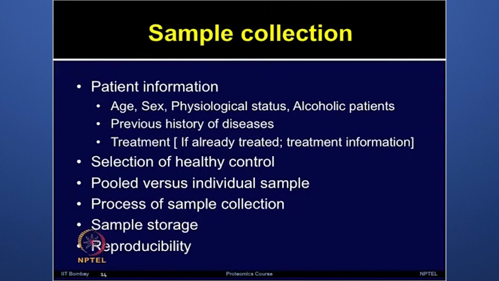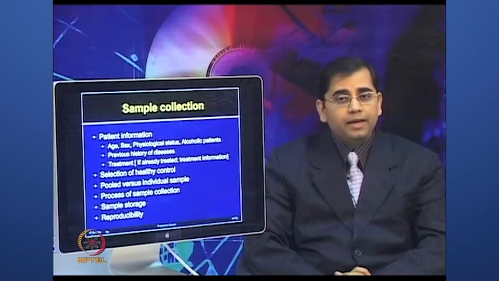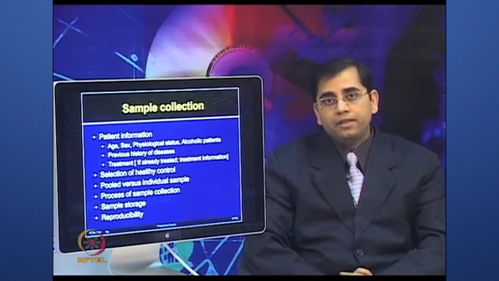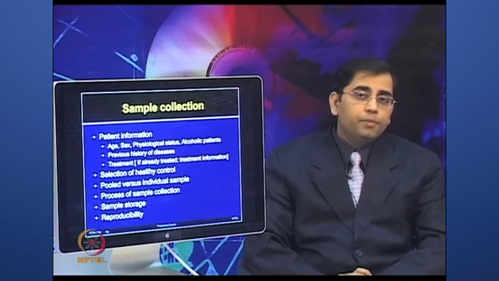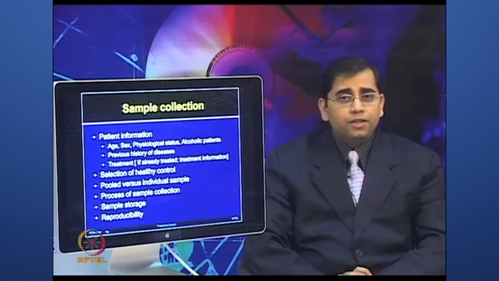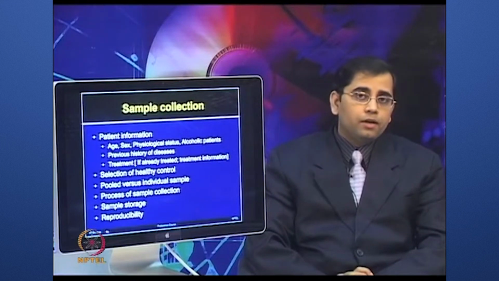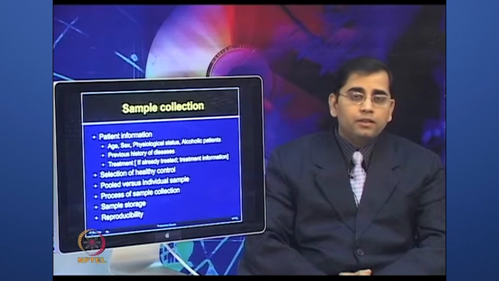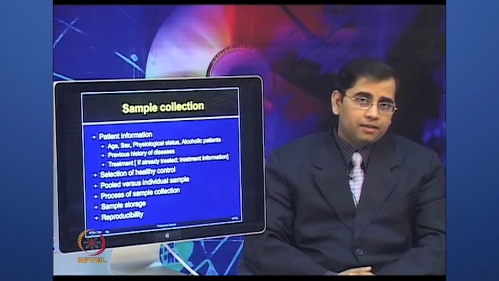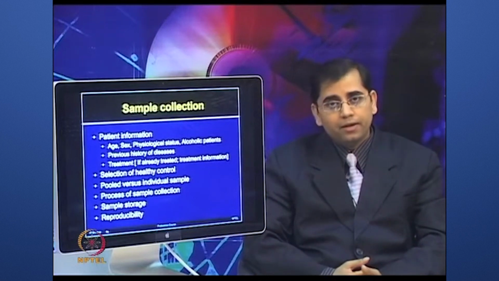So, various types of information for such patients are tabulated, and then these patient samples can be compared for the proteomic analysis. So, in addition to the age, the gender, physiological status, whether patients have any alcoholic background, any previous history of diseases, or they have taken any treatment earlier. In addition to all this, various types of clinical tests which are performed are all tabulated, which eventually helps in analyzing the data when you want to compare the proteomic response for various patients.